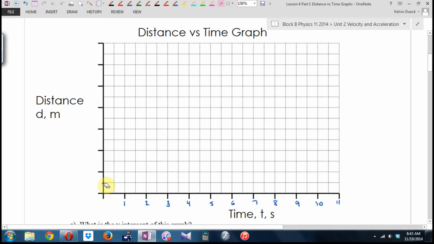Count with me. 2, 4, 6, 8, 10, 12, 14, 16, 18, 20, 22, 24, 26, 28. That fits the 20, but I'm not going to label every square. It's going to get cluttered. What's each hash mark worth if each square is worth 2? So you know what? Let's go 4, 8, 12, 16, 20, 24, 28. Is that okay?